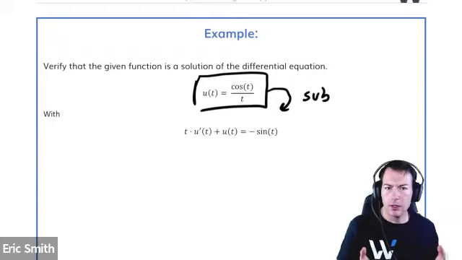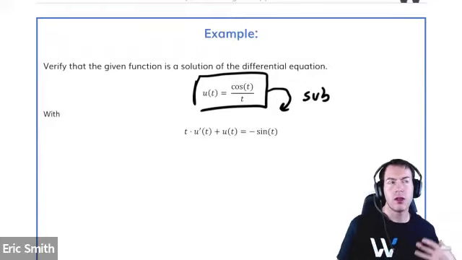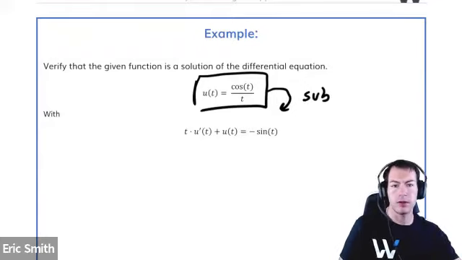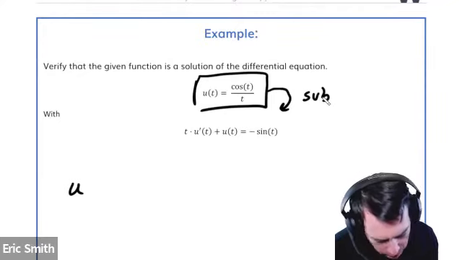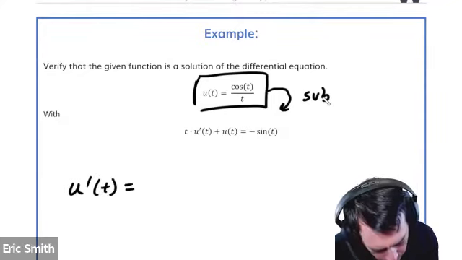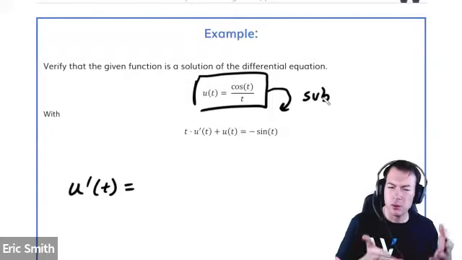Now, since differential equations involve derivatives, we'll also have to plug in a derivative of this function as we're testing things out. So let's see, here's our function. u of t is equal to cosine of t over t. And we need to do some really quick work. We need to figure out what its derivative is so we can also put that in there.